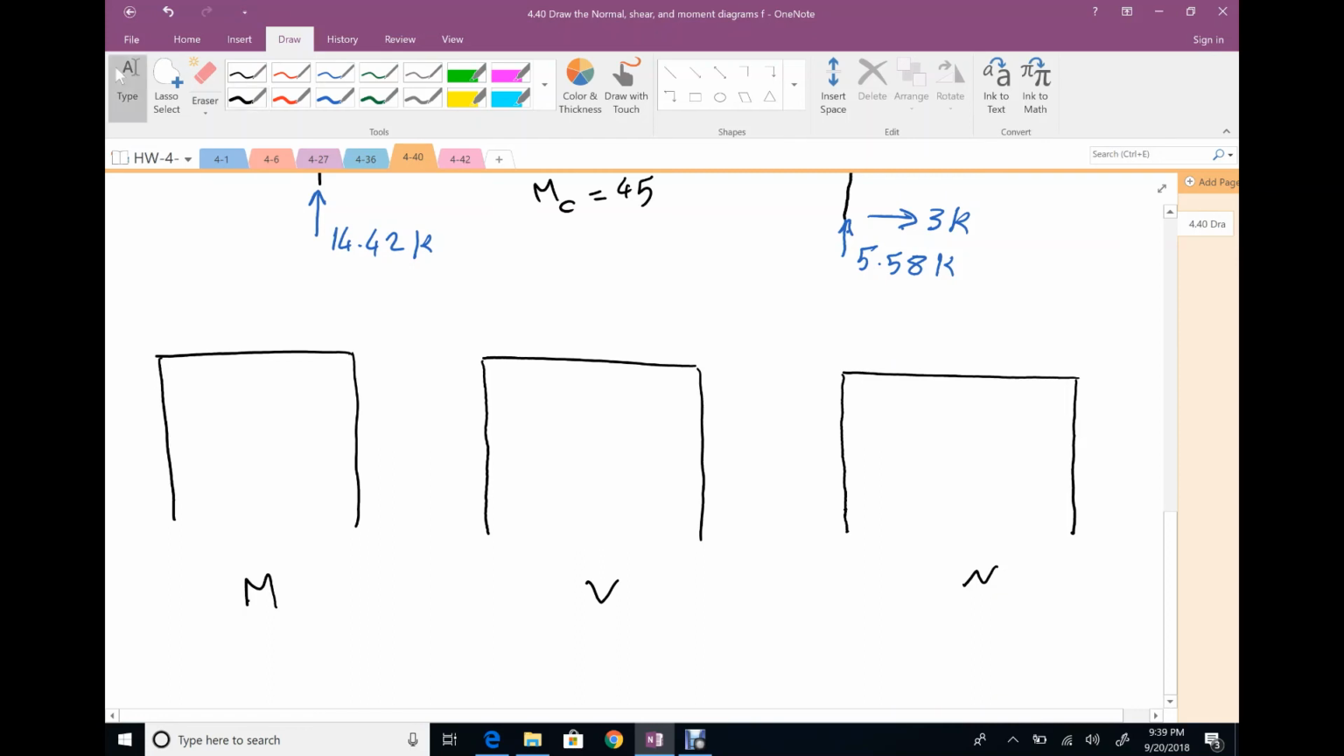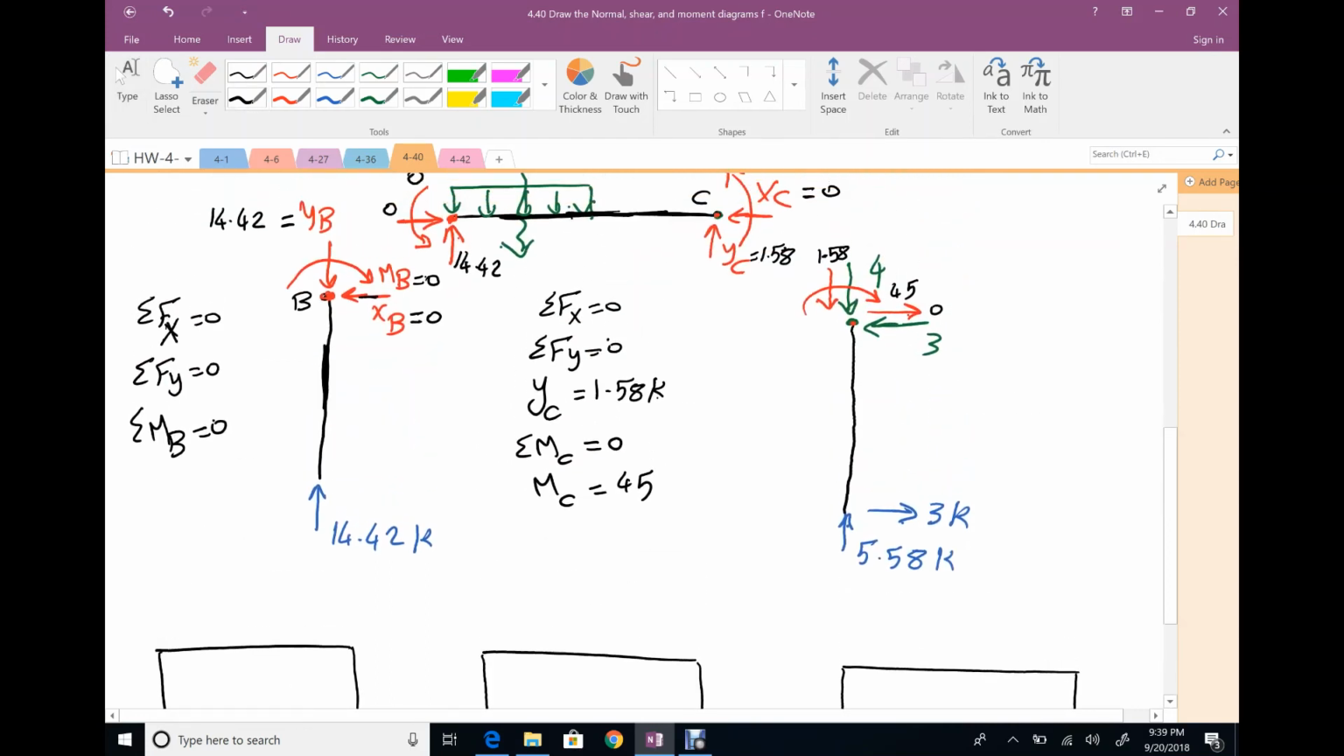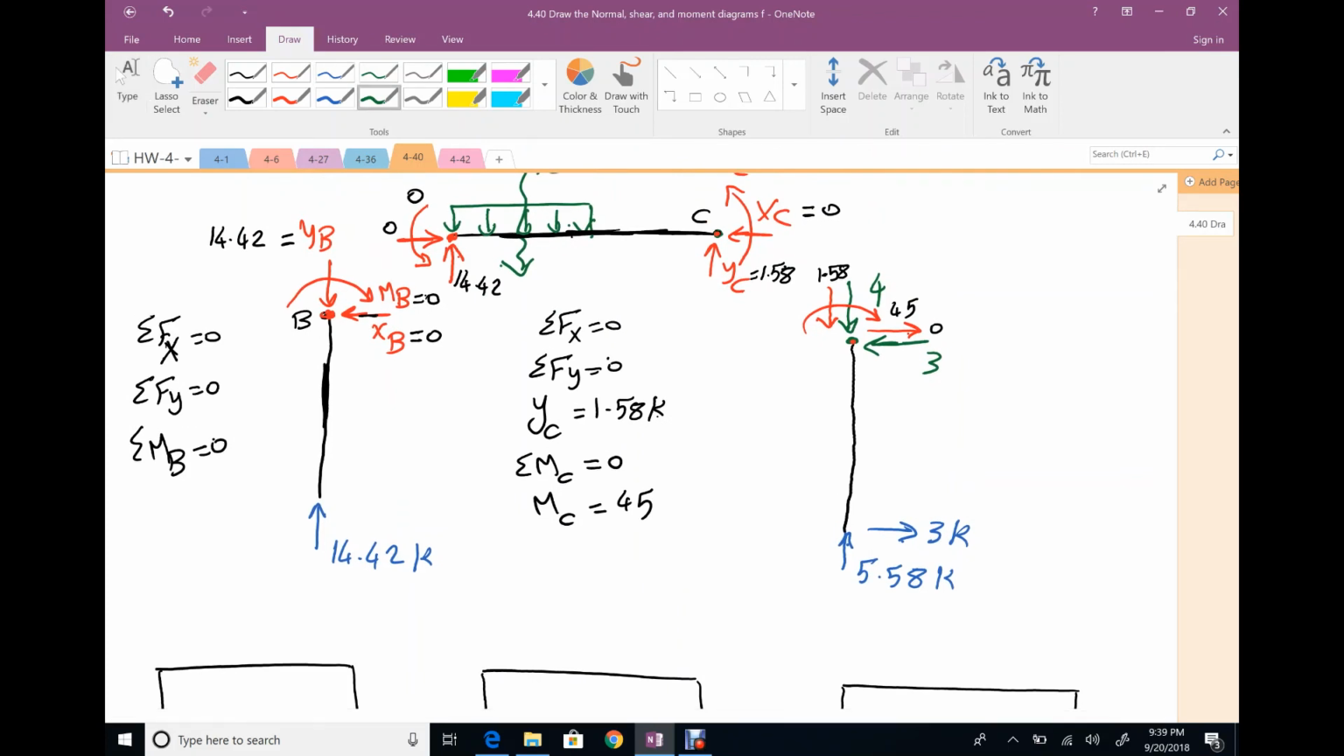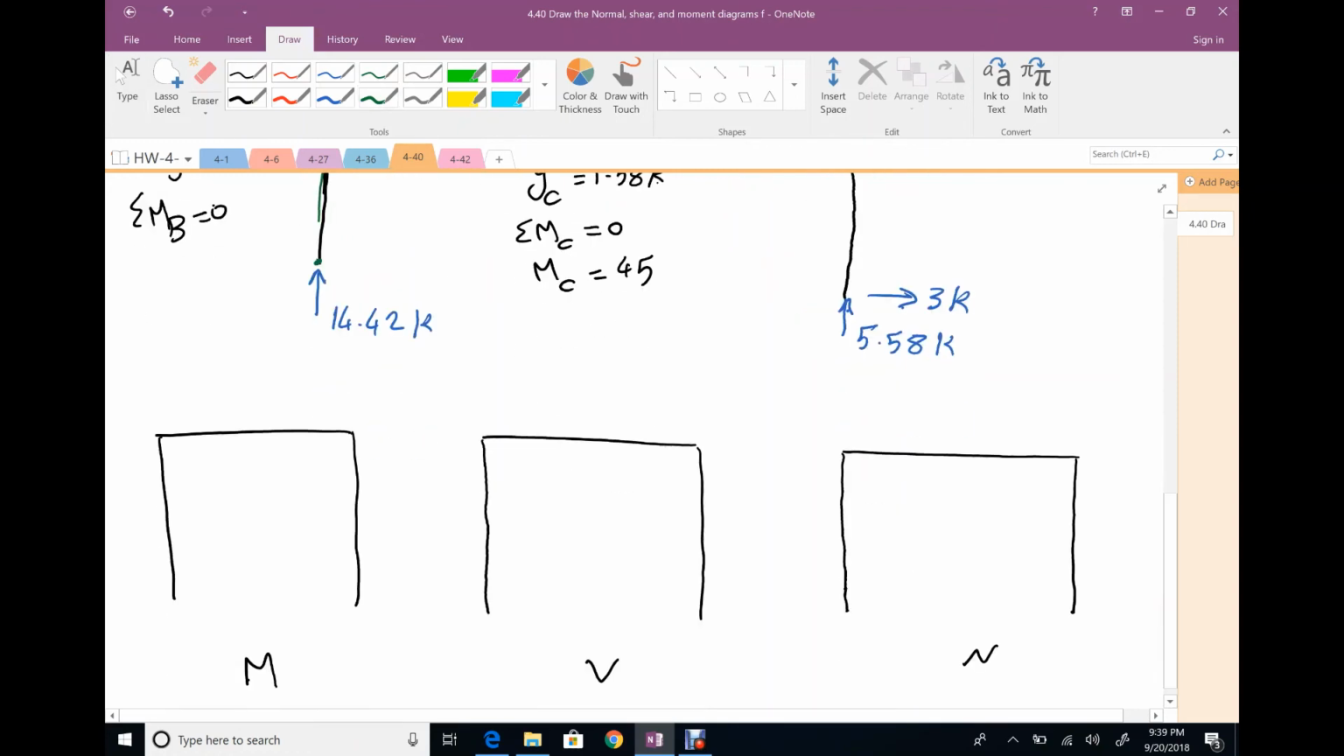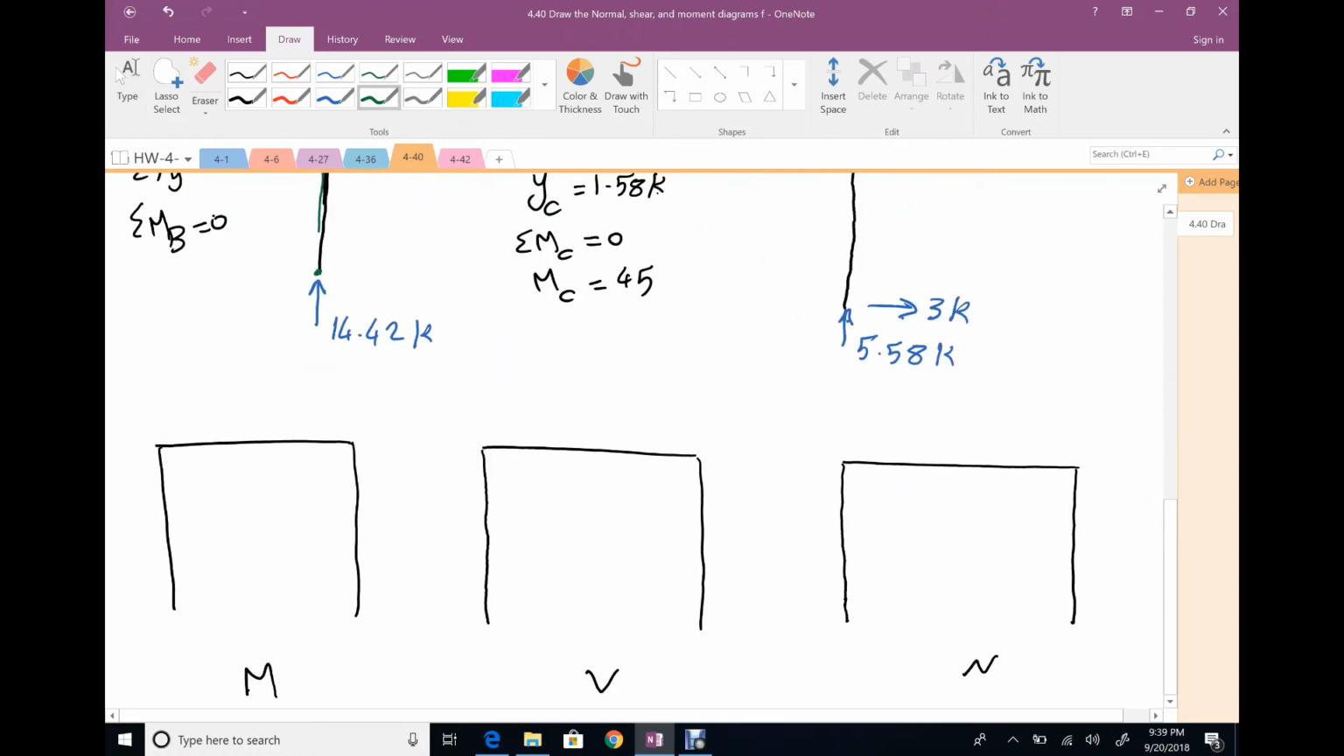Let's start with normal. What do you think here? What is the normal force on this member? Normal force is the force that is parallel to your member. So my member is vertical. The force that is parallel is 14.42. Pushing or pulling your member, it's pushing. That means it's compression. So the vertical member on my left has compression force, negative means compression, 14.42.